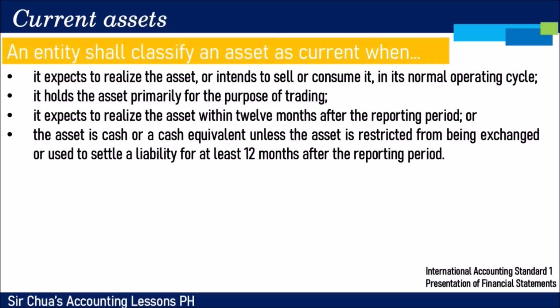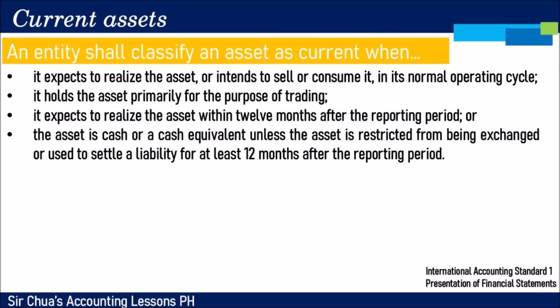Okay? And then, it expects to realize the asset within 12 months after the reporting period. So, after the reporting period, bilang ka ng 12 months, dapat yung asset marirealize mo. For example, accounts receivable. Ang accounts receivable, di mo na mahihintayin ng 3 taon yan bago mo ma-receive, di ba? Siyempre, agad-agad mong sisingilin yan, di ba? Sa mga customers mo. So, basically, accounts receivable is really a current asset because you expect to receive it within 12 months, di ba? Okay?